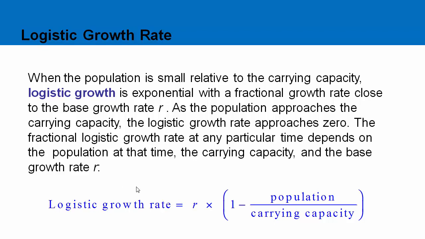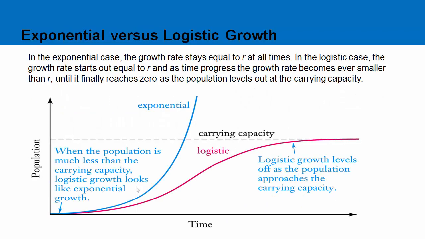So the fractional logistic growth rate at any particular time will always depend on the population at that time, the carrying capacity, and then of course the base growth rate, how fast that population of things, whether it's bacteria, wolves, people, whatever, is growing. How about exponential versus logistic growth?